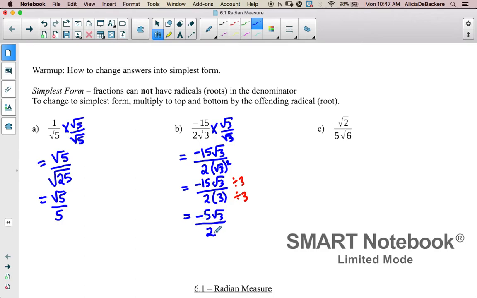And now this is in simplest form here. There's nothing else I can do to reduce this. You could have done this differently. Like, you could have written negative 15 root 3 over 6, and then you could have reduced 15 over 6 to 5 halves. And then the root 3 would just be tagging along in the numerator.